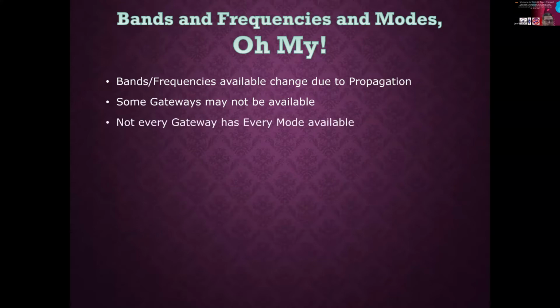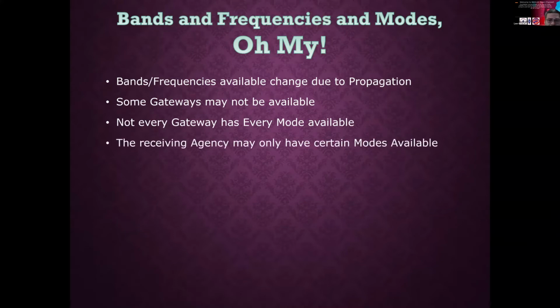Not every gateway has every mode available. In other words, some modes have been removed from some gateways. Not every gateway would have every band available either. The receiving agency may only have certain modes available. They may have a preference in what type of form they will receive. Vis-a-vis, a good example is the ARC coming up. They want radiograms.